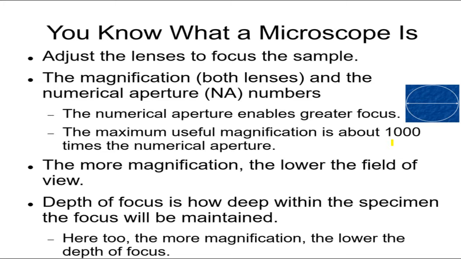Assuming that we're not using any oils or glycerin or some other method of increasing the numerical aperture, it'll range from 0.25 to 0.95. But again, we're not going to be dealing too much with it. You should just know that the numerical aperture enables it to become clearer, and you have to have a good numerical aperture to be able to see what you want to see in the evidence.